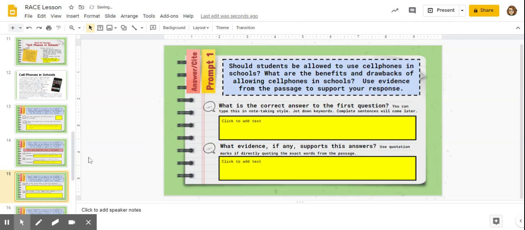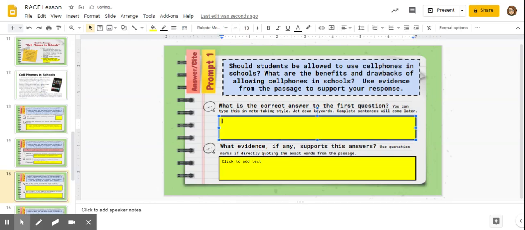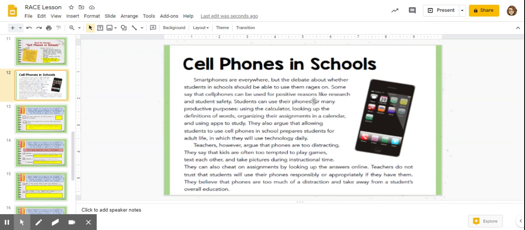There we go. All right, we're going to answer and cite. What is the correct answer to the first question? You can type this in note-taking style, jot down keywords, complete sentences will just come together. So, in my opinion, I think, let's see. Let's go back here. Smartphones are everywhere, but the debate about whether students in school should be able to use them rages on. Students can use their phones.